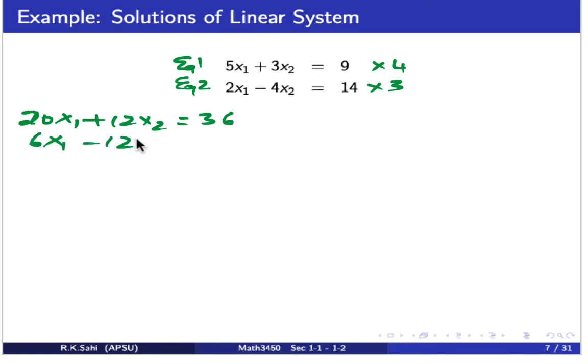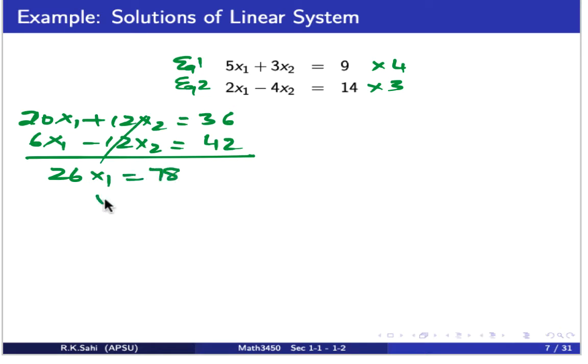6x1 minus 12x2 equals 42. And then we add these two equations, we get 26x1 equals 78, x1 to be 3. So we got one of the values of the variable. And then we plug this value of x1 in either equation 1 or equation 2. I'm just going to plug it in. So plug x1 equals 3, say, in equation 1.